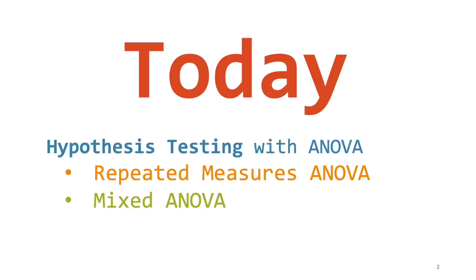Today we're going to be going over ANOVA. It's going to really build on last week's, but this time we're going to be talking about repeated measures ANOVA and then mixed ANOVA. Repeated measures is just like the paired samples t-test, but it can handle more than 2 time points. And mixed ANOVA is going to combine repeated measures ANOVA and one-way ANOVA together into one.